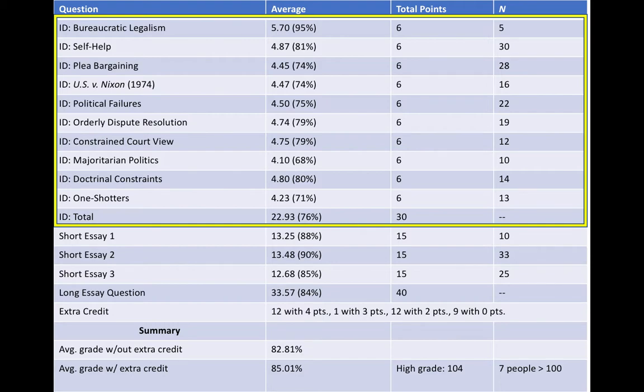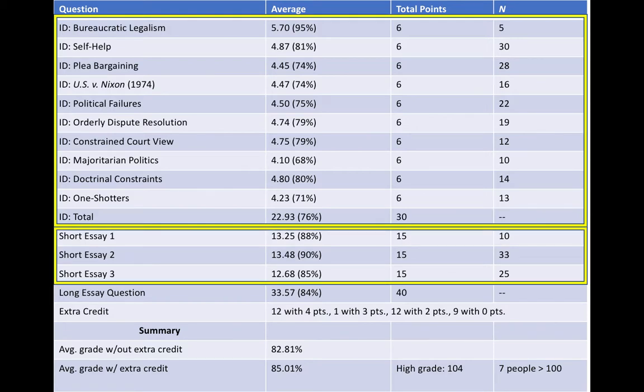But in the meantime, if you want to make an appointment to come to office hours, I'd be happy to give you the test back. On the IDs, I was looking for three things. I was looking for you to correctly define the term, identify its significance or its relevance to the course, and this usually required tying the specific ID term to other concepts that we've talked about. And then to the extent applicable, you needed to provide an example.